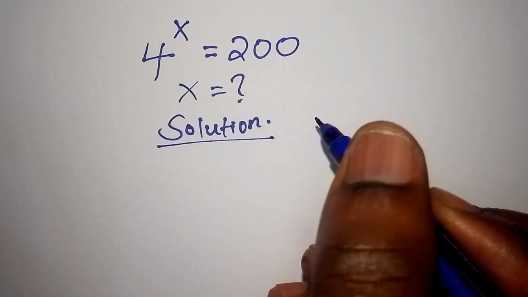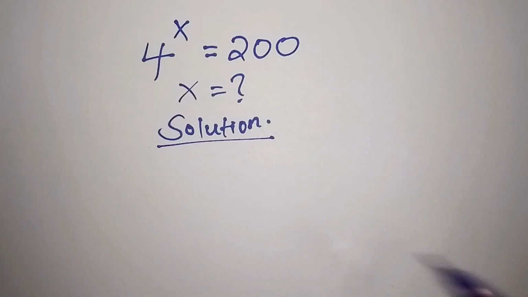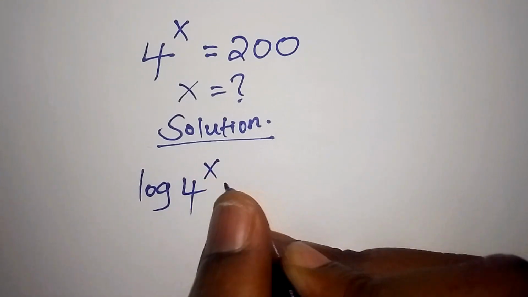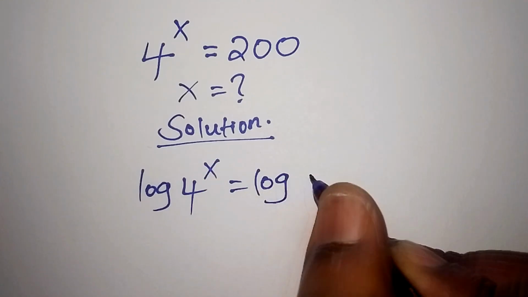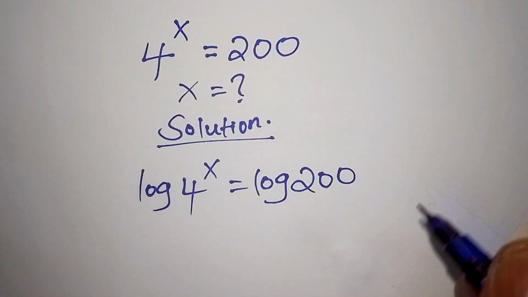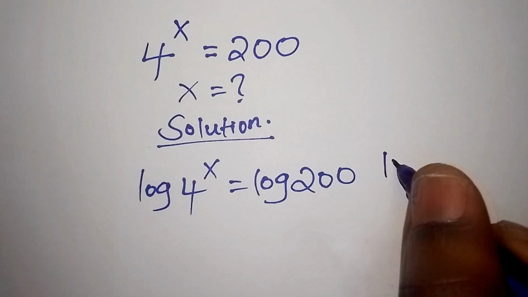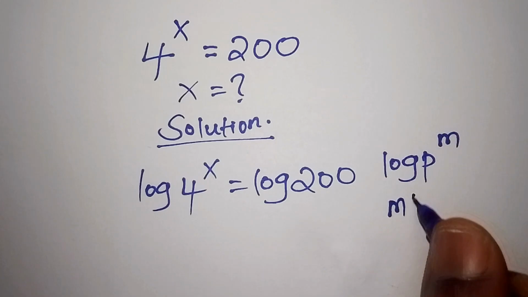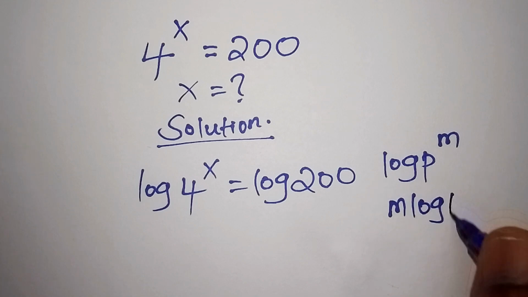The first thing that you need to do is introduce the log on both sides. So here we shall have the log of 4 to the power of x is equal to the log of 200. When you have, for example, the log of p to the power of m, this can be written as m times the log of p.